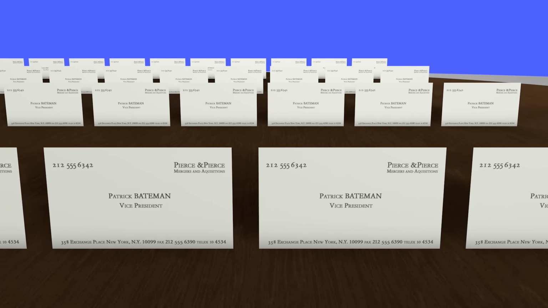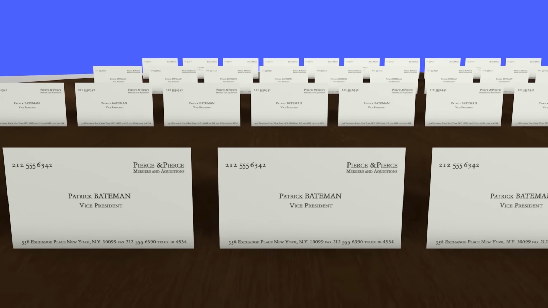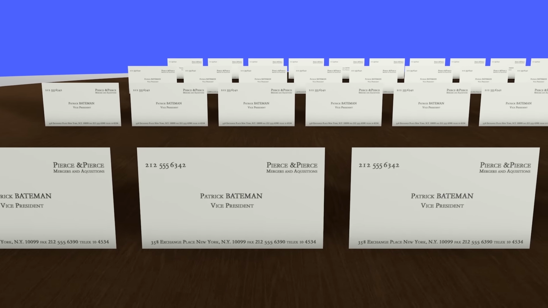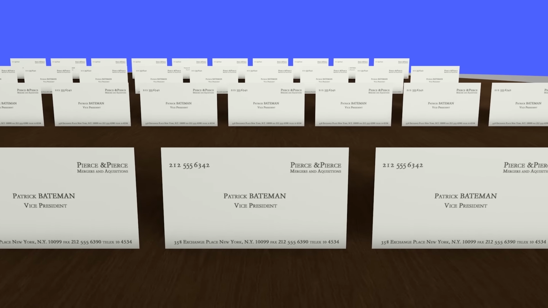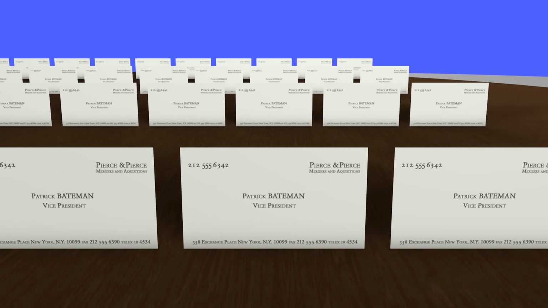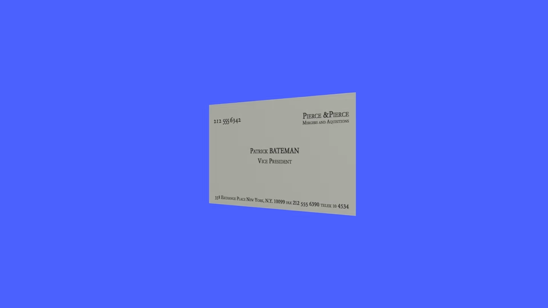But notice how the business cards closest to us appear to be moving more quickly. And of course, the cards in the distance seem to be moving more slowly than the cards closer to us. That displacement, that difference in apparent speed based on those distances, that's parallax. The magic here is that none of these cards has any depth whatsoever. From the side, they disappear.